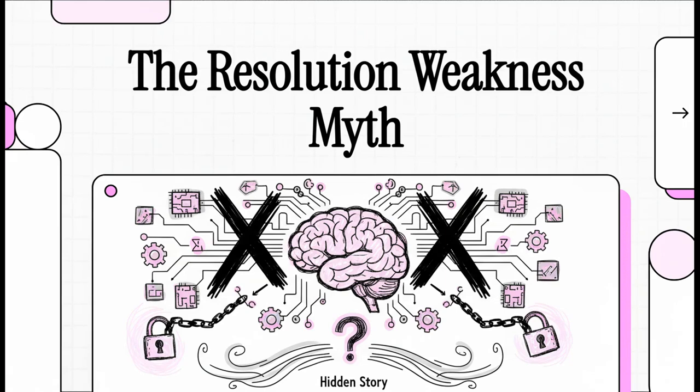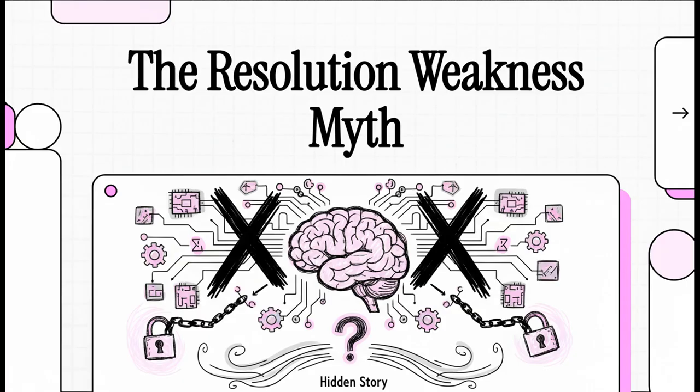All right, if you're in computer science theory, you've probably just accepted a certain truth without even thinking about it. Resolution is a weak proof system. It's just one of those things, right? Foundational. But what if that whole foundation is built on a bit of a misunderstanding?